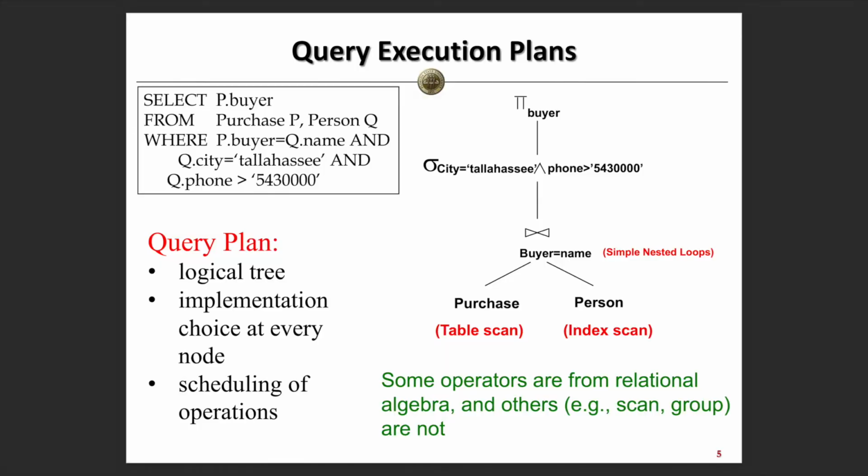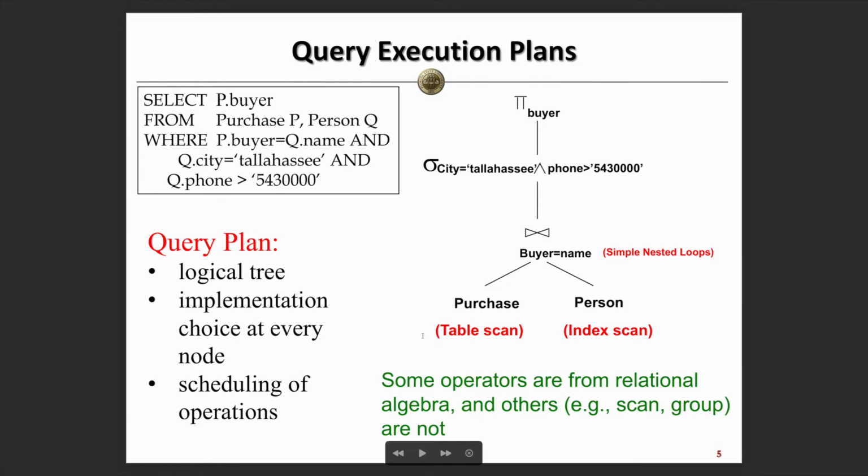So on this page, we share an example of processing a query. We also show the query plans, right? Given the query input, we can design a logical tree for the query, as you can see on the right-hand side. We also need to decide the implementation choice at every node and the scheduling of the operations. What does this mean?